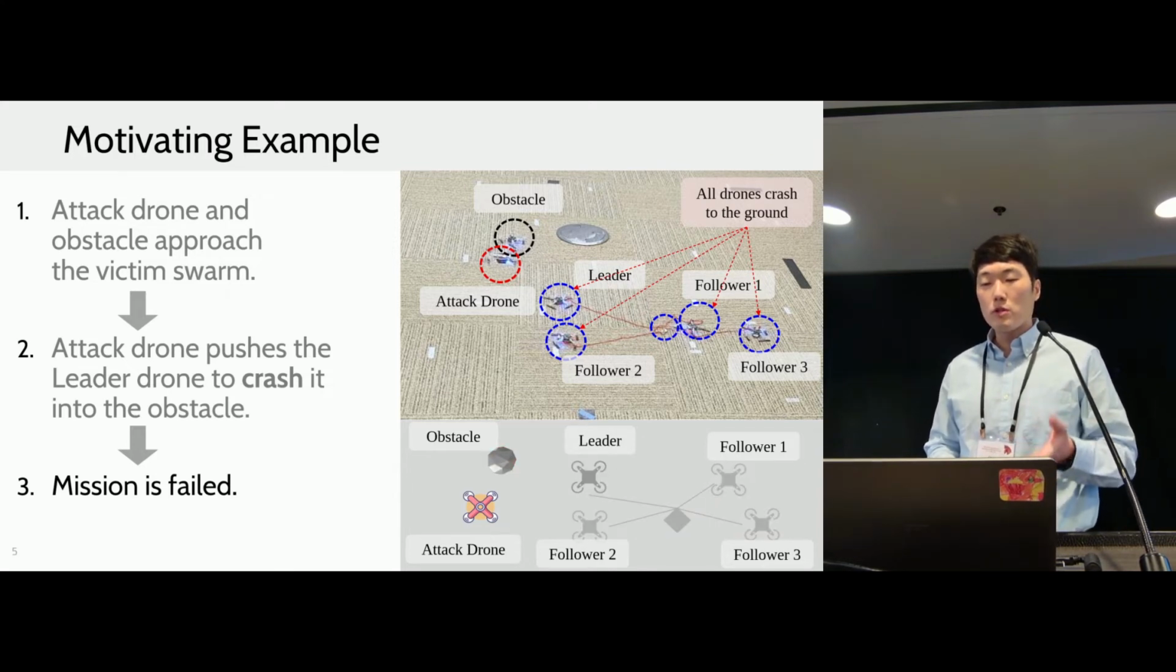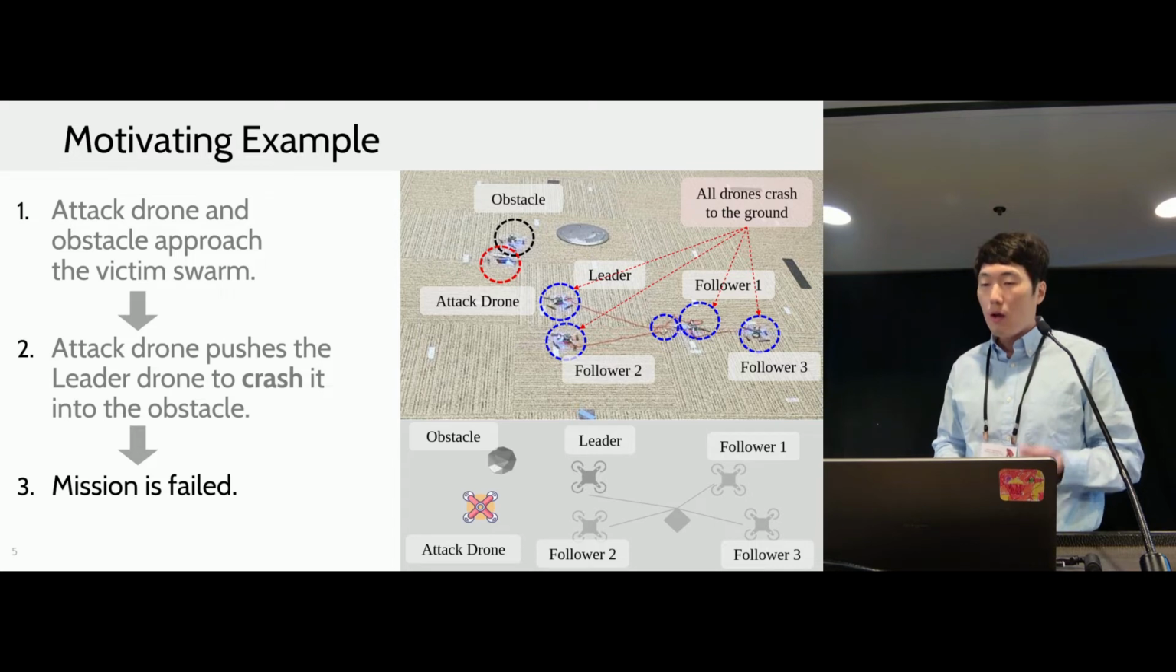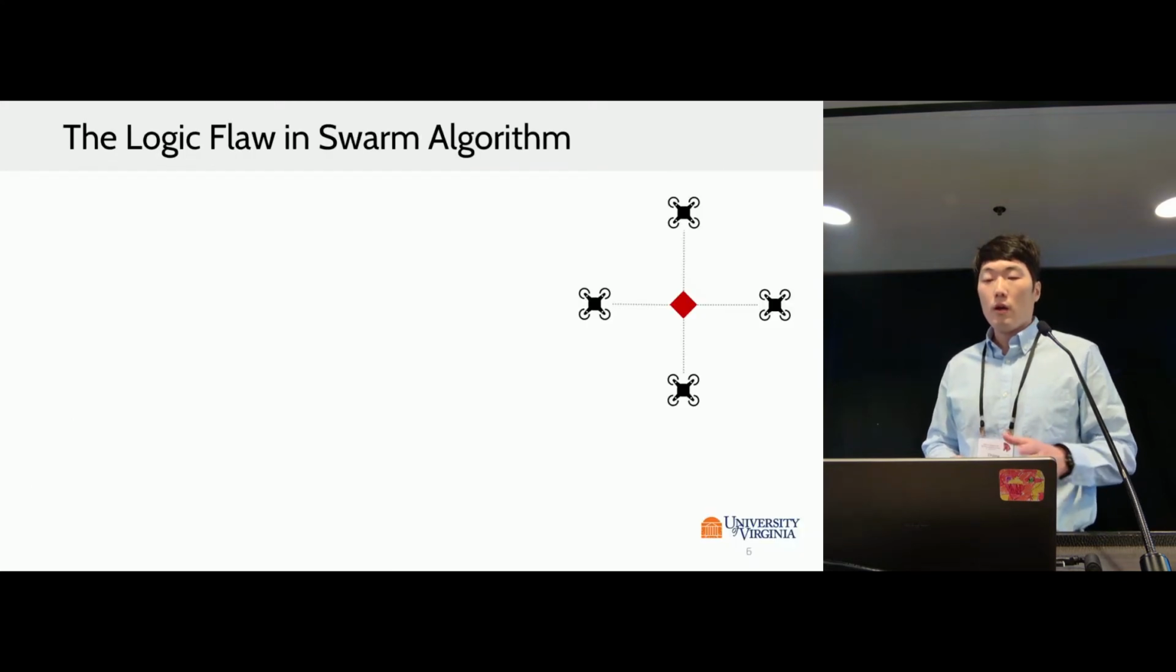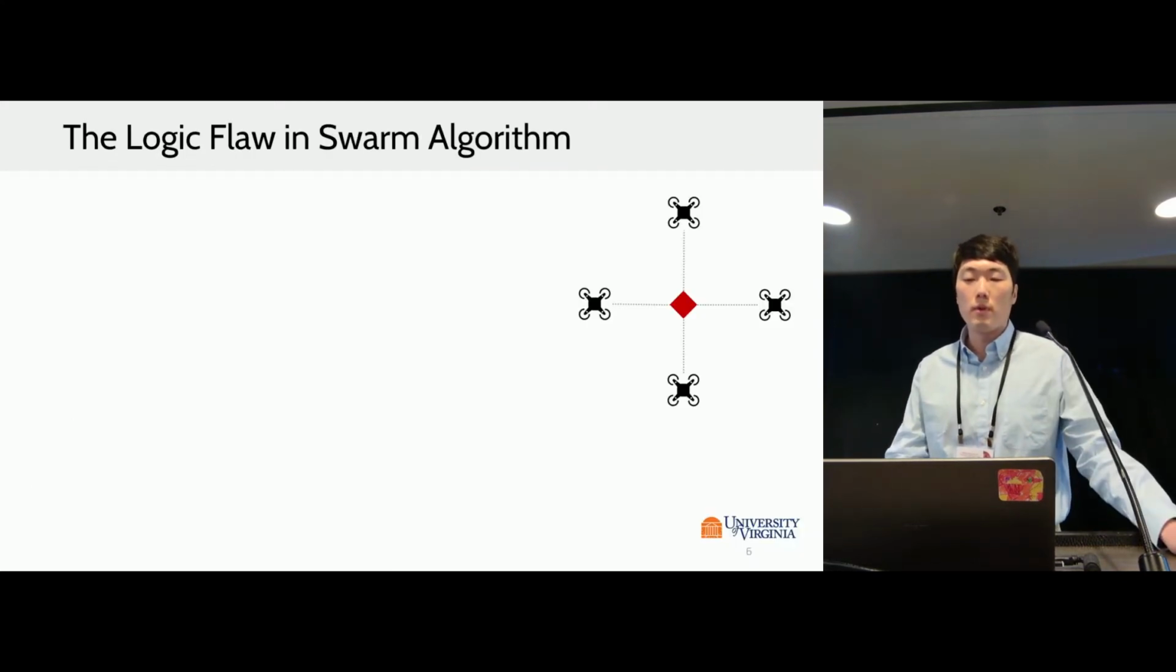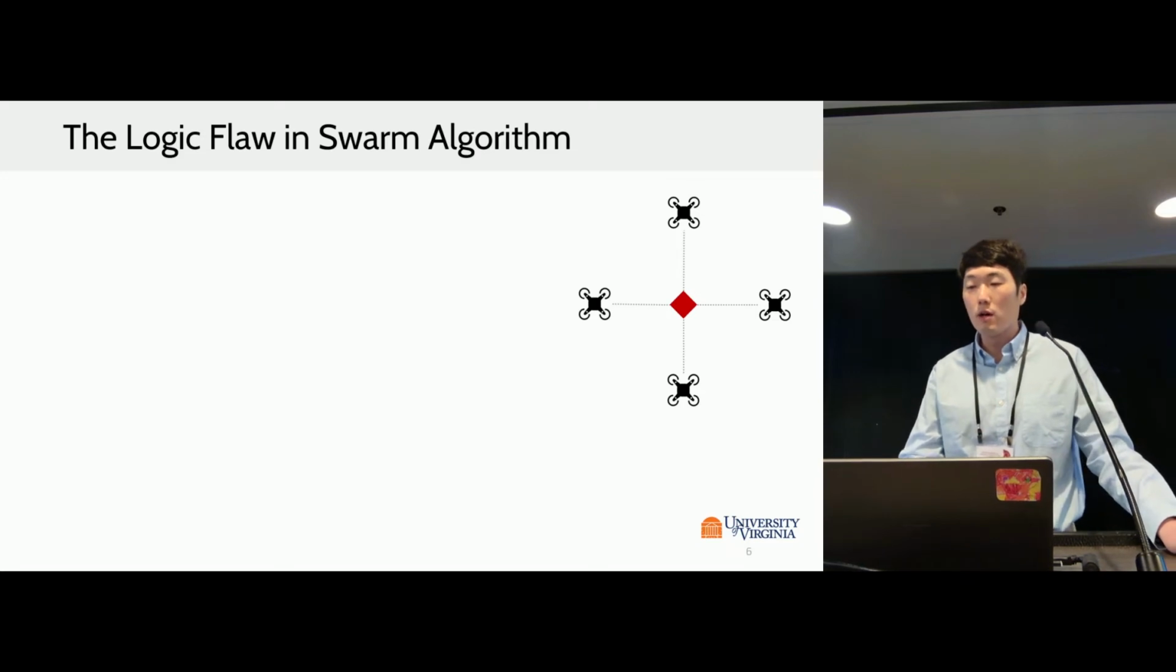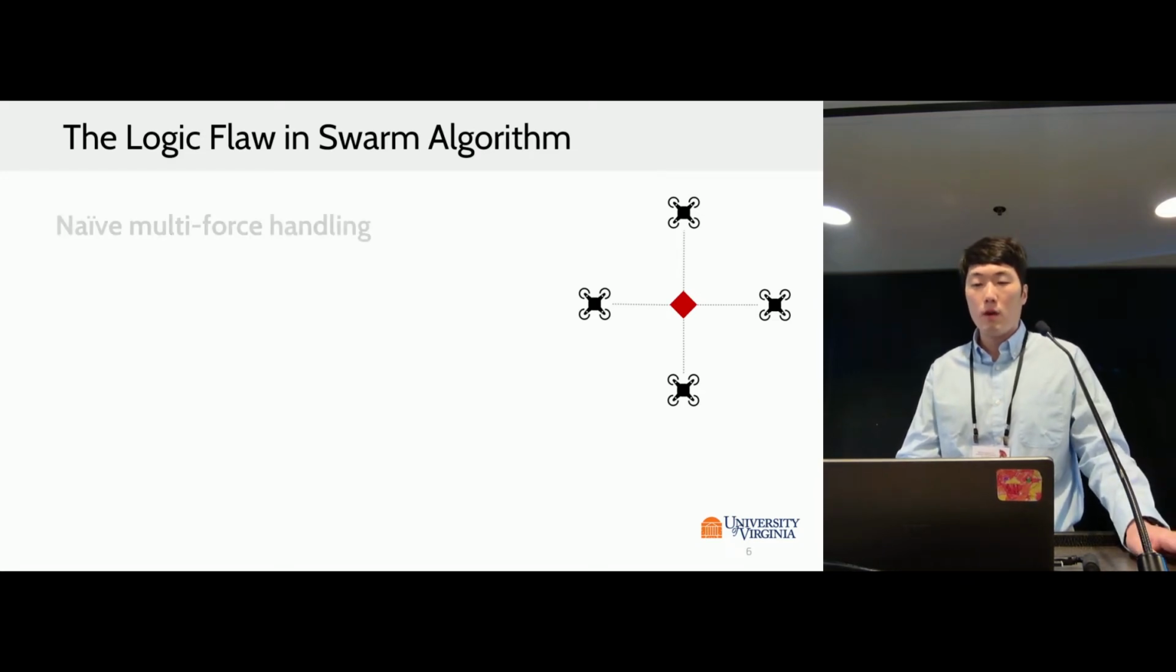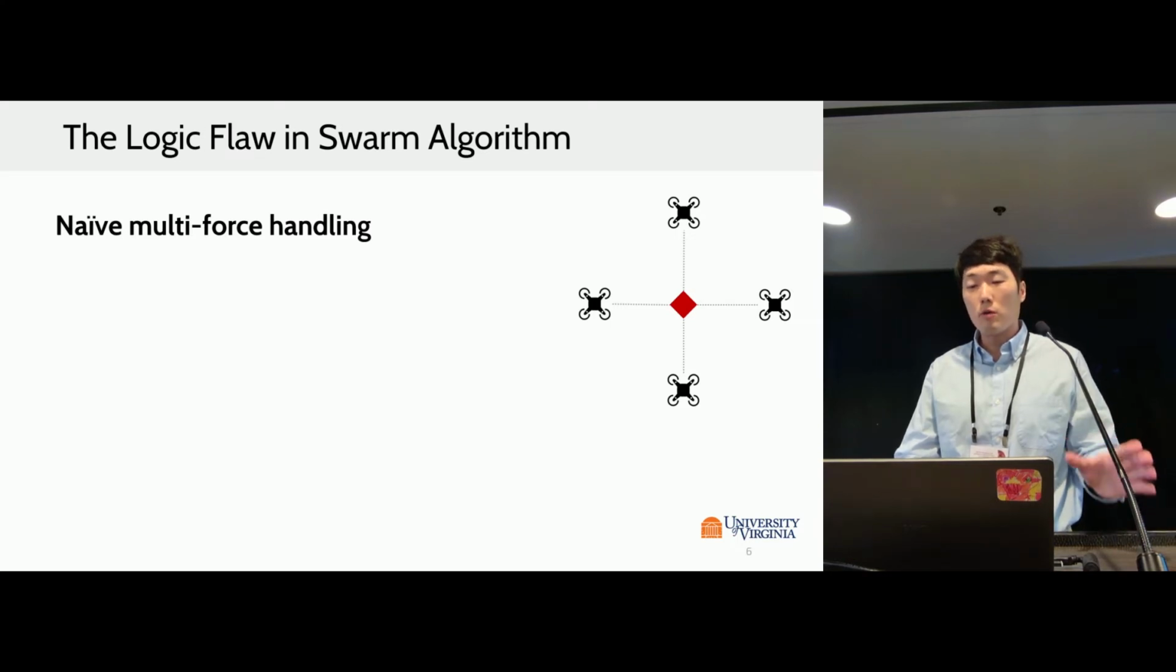And so the adversary fails the mission entirely. Typically, this swarm algorithm can avoid obstacles well. However, it fails under this scenario. We want to see what's going on. A logic flaw is a software bug existing in the decision-making logic of the drone or swarm. The root cause of the previous example is that this swarm algorithm's multi-force handling is naive.